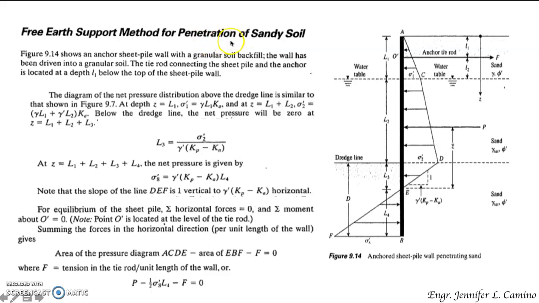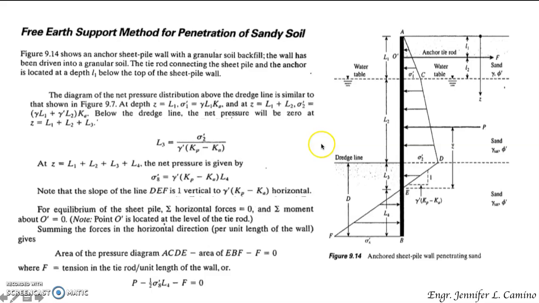For the free earth support method penetrating a sandy type soil, we have here an illustration, the pressure diagram, with the parameters needed in the computation and analysis for this type of construction. For this one, we have an anchor sheet pile wall with a granular backfill. The wall has been driven into the granular soil. You have a tie rod connecting the sheet pile, and the anchor is located at a depth L1. So we have here L sub 1 and L sub 2.